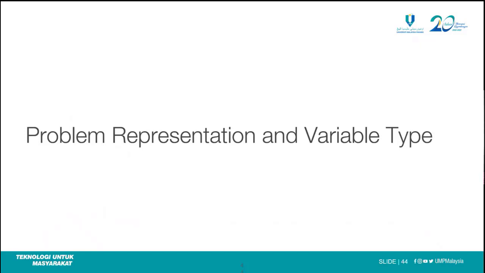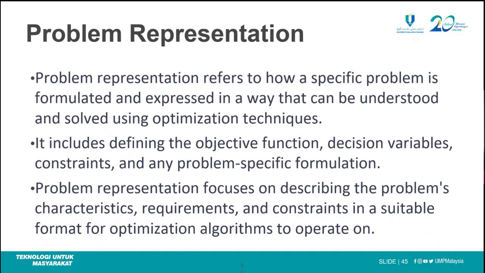Next, we will look at the problem representation and variable type. Before we can proceed with different kinds of optimization problems, we need to understand the problem representation and the type of variable that we are dealing with. Problem representation refers to how a specific problem is formulated and expressed in a way that can be understood and solved using optimization techniques.